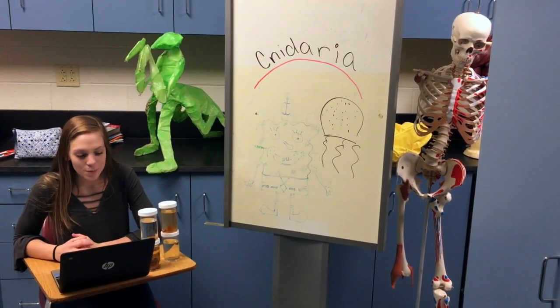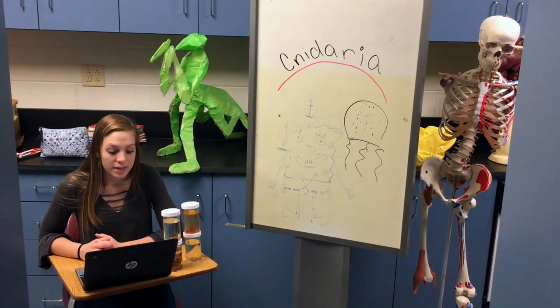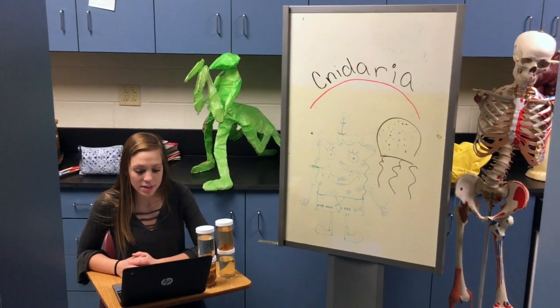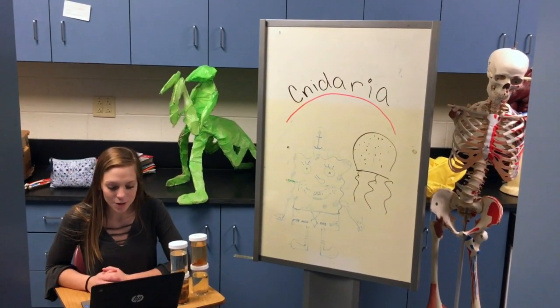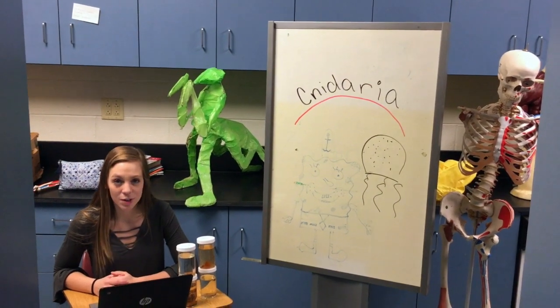Some examples of these cubozoans are the Chironex fleckeri, which is a sea wasp. This is a species of highly venomous box jellyfish. It has been described as the most lethal jellyfish in the world. The medusa is cuboidal and tentacles hang from the corners of the bell. The tentacles can reach up to 10 meters long.